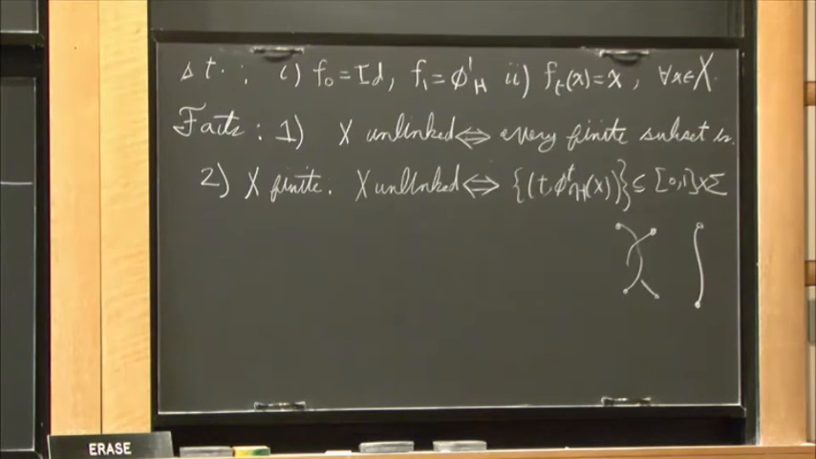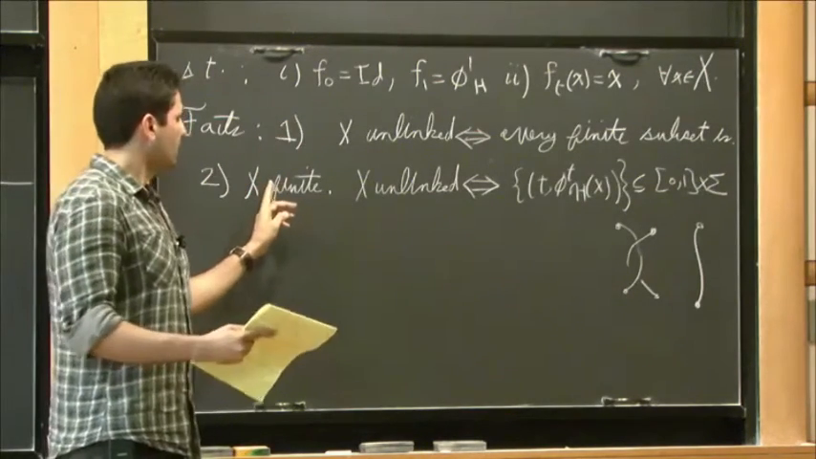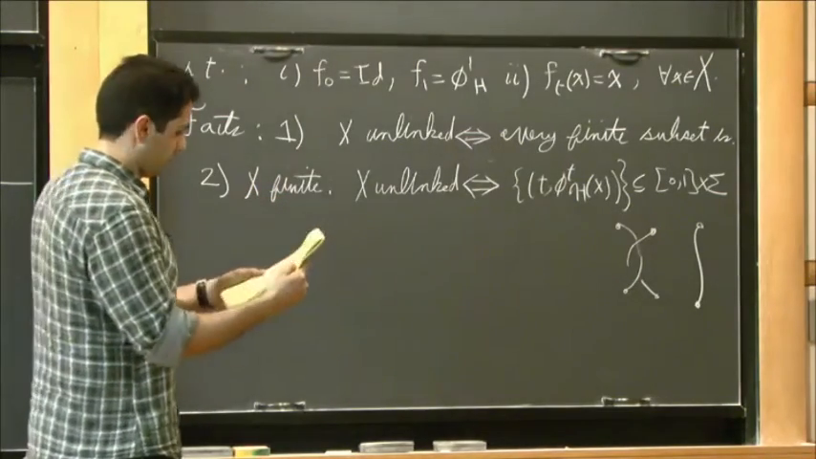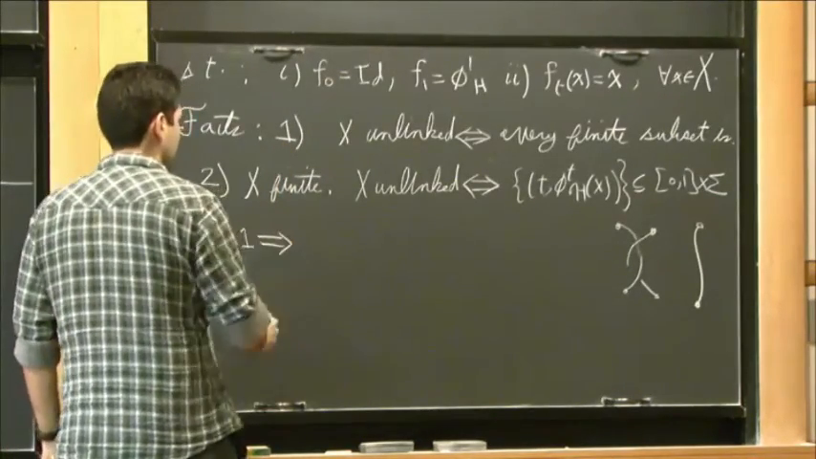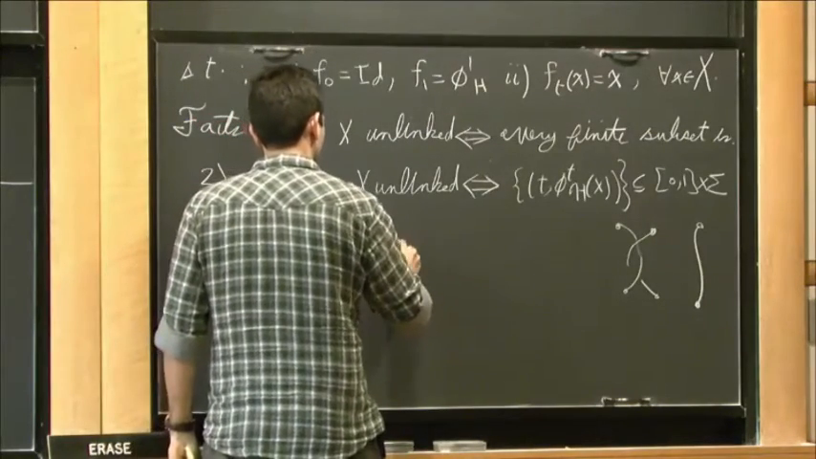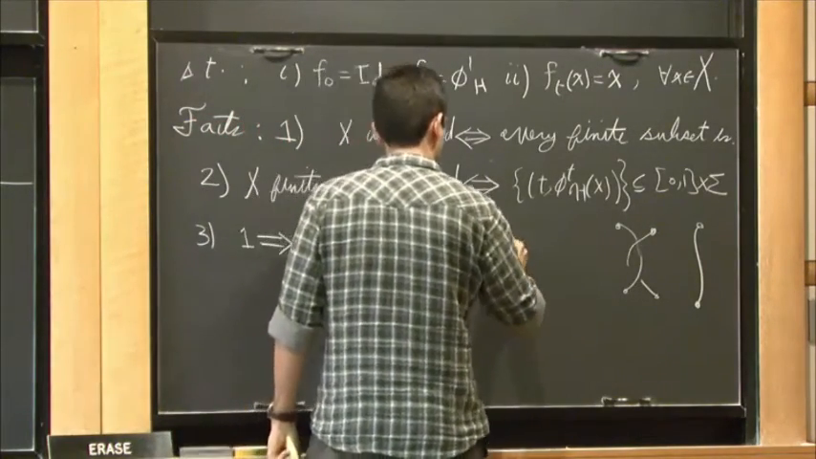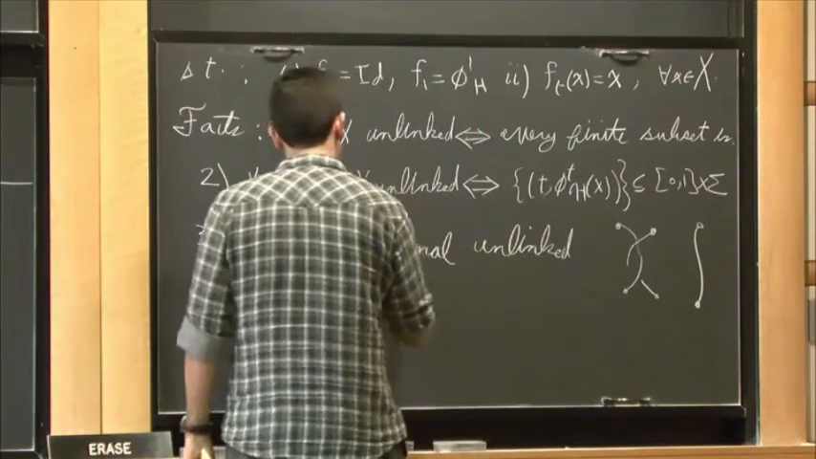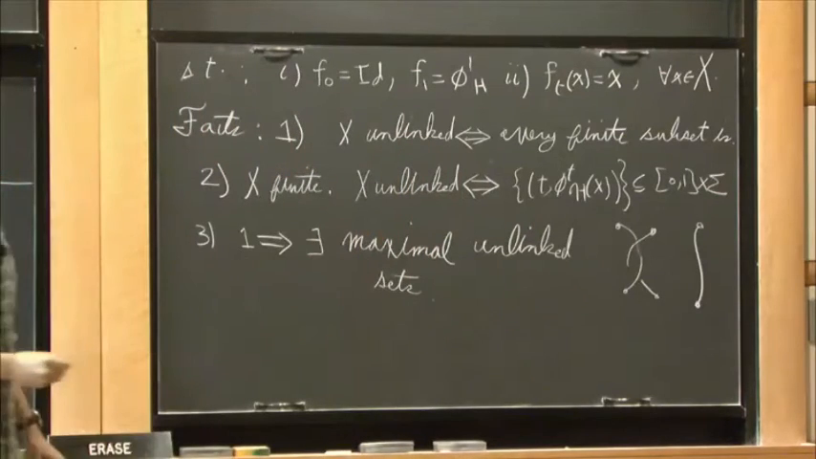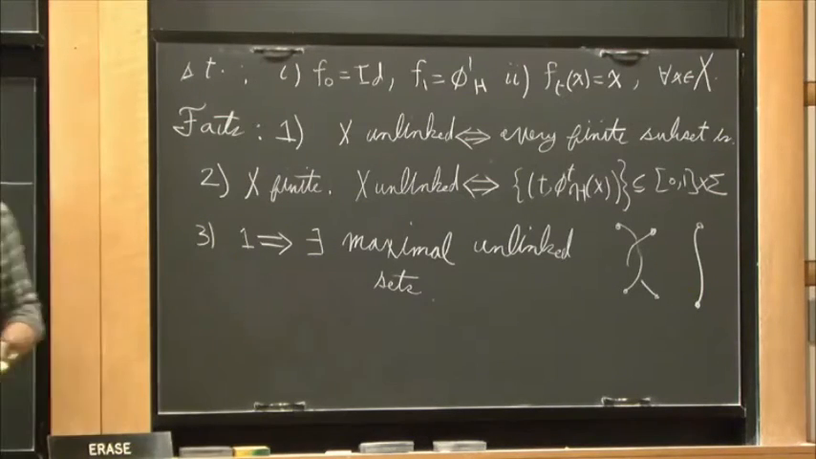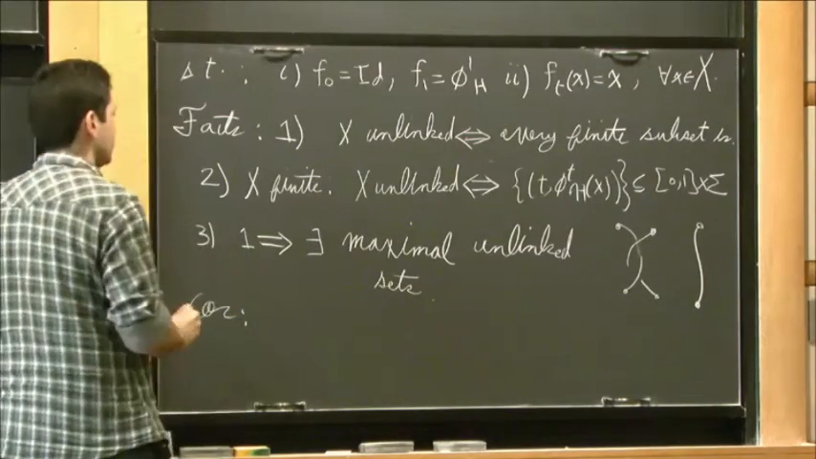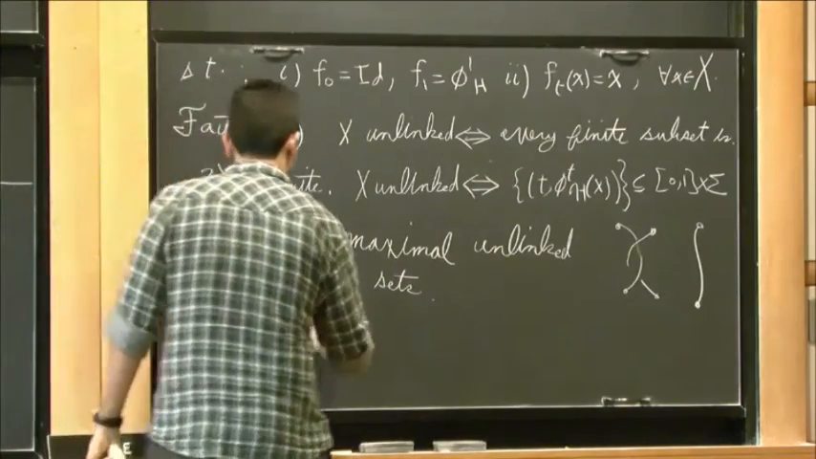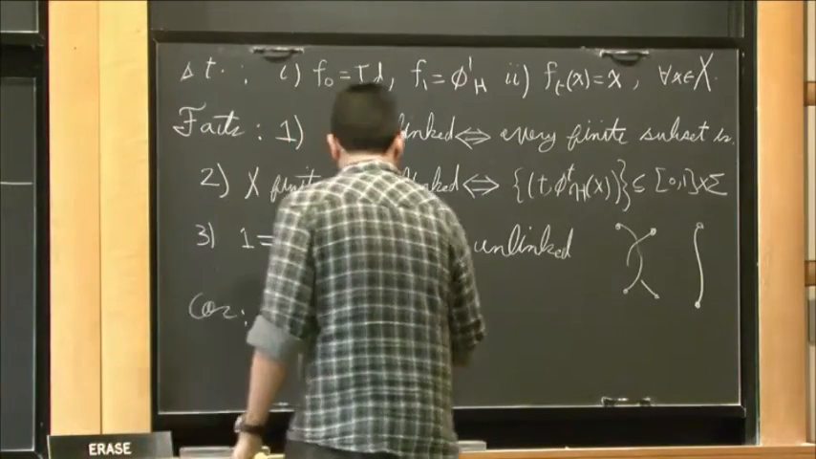So these two tell you how to check if a set is unlinked. A third important thing, fact three, an immediate consequence of one, is that there exist maximal unlinked sets. Right, because since you can check it on finite subsets, you can just apply Zorn's lemma. Another obvious corollary of two is that a singleton is always unlinked, which I'm sure everybody believes.